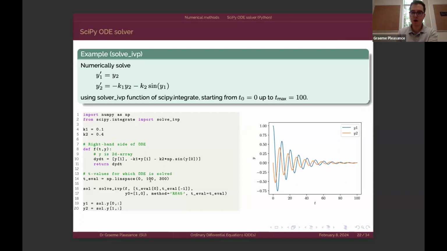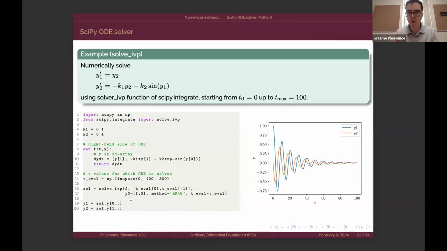And again, the second argument specifies, as a pair of values, the value of t at t0, which is just 0 in this case, and then the final value, which is 100. This is just taken from this array of values.